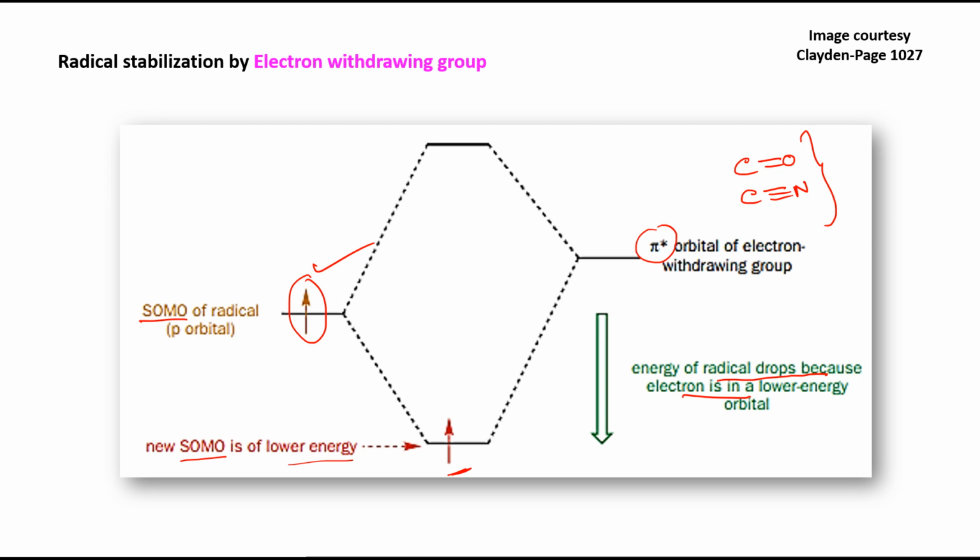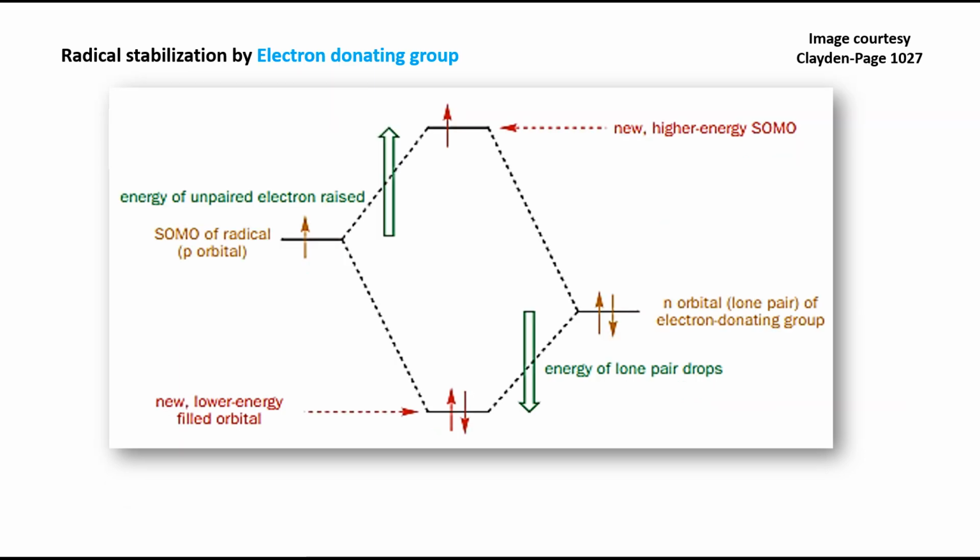What about the other case, when electron donating groups are present? How is stabilization occurring? We will see now. Suppose we have a group like OR, that is an ether. Here we have non-bonding electrons. So the n orbital contains this lone pair, which is present in the electron donating group like this RO group. Before the MO formation we have one electron, which is the electron of the radical, and we have these two electrons as the lone pair present over the heteroatom oxygen.